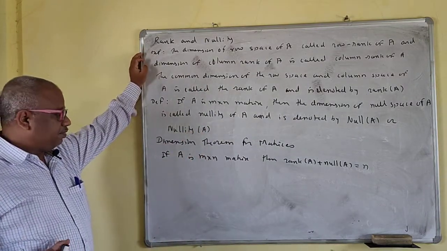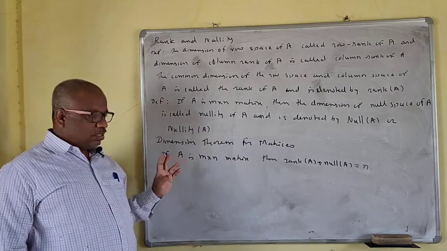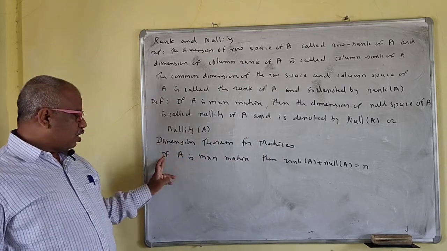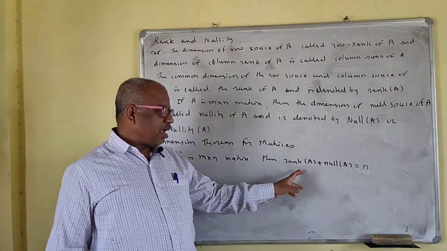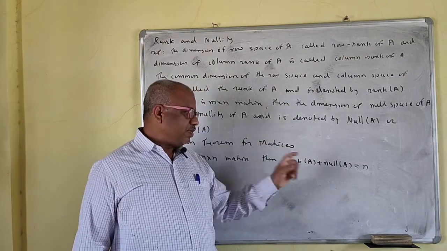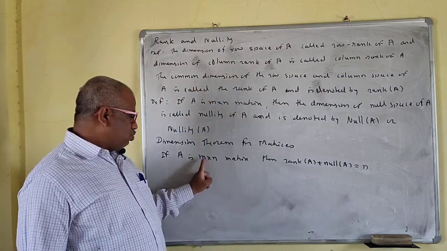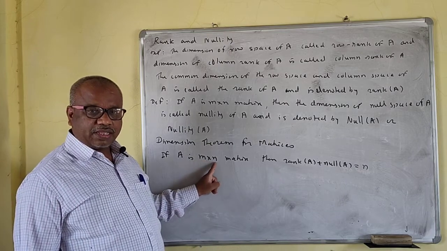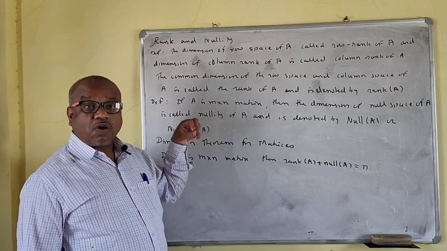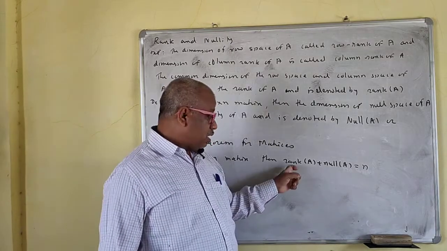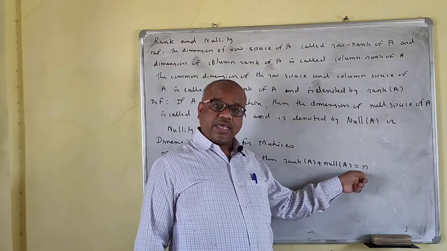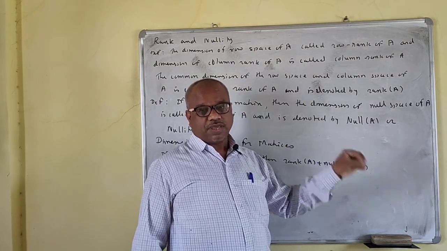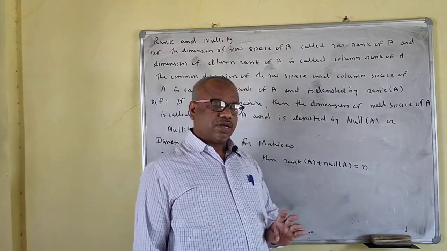So we have the dimension theorem for matrices. This is a very important theorem. If A is a matrix, then rank of A plus nullity of A will be n. What is n? A is a matrix of order m by n, that means n is the number of columns in A. So we may state this as: rank of A plus nullity of A is equal to the number of columns of A.